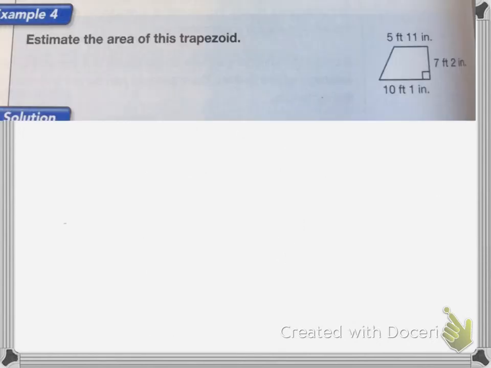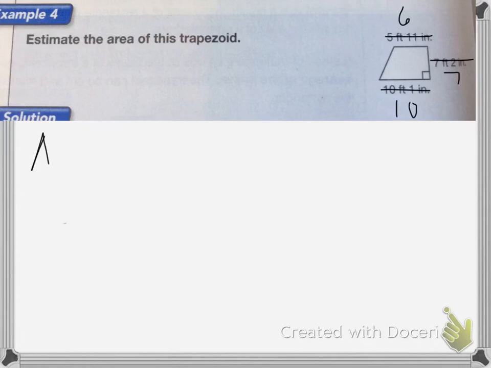Next one, estimate the area of this trapezoid. Since I'm estimating, I'm going to round each of these numbers. So 5 feet 11 inches, I'm going to round up to 6 feet. 7 feet 2 inches is going to be 7 feet. And 10 feet 1 inch is going to be 10 feet. So I'm rounding to the nearest foot.